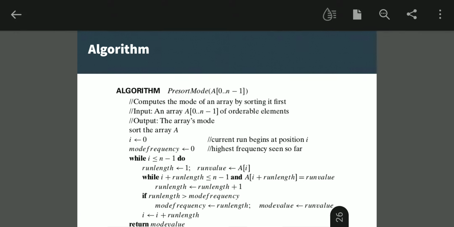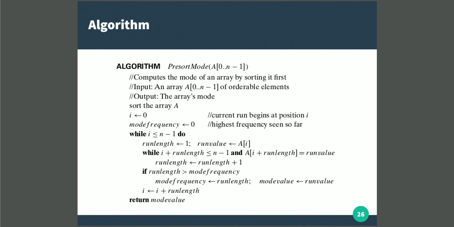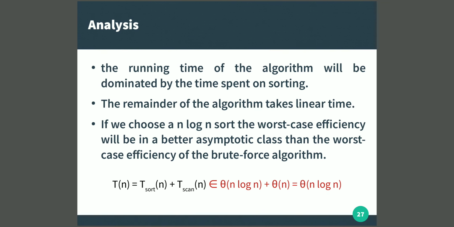If you look at the algorithm here, it appears that it consists of nested loops, and you might be misguided to think that the algorithm's efficiency is n square, but that is not the case. Let us look at that shortly. The running time of the algorithm will be dominated by the time spent on sorting. The transform phase says to sort the array, and the remainder of the algorithm takes linear time. This might be a bit confusing.